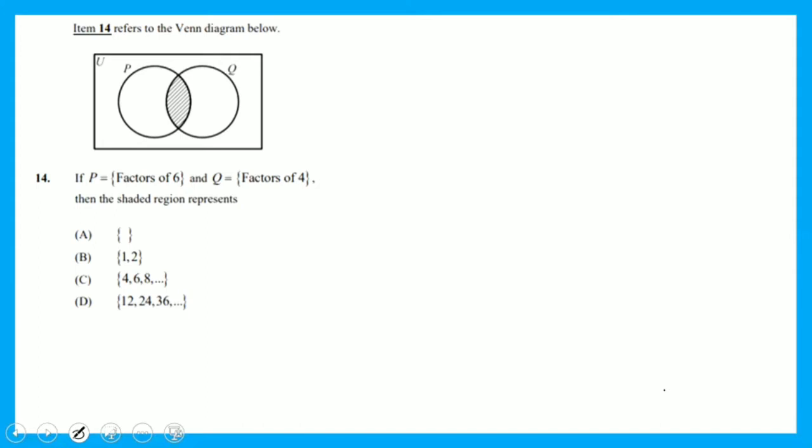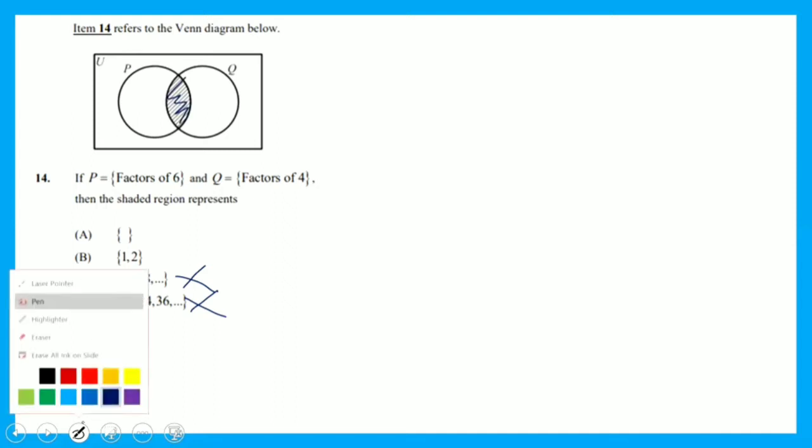Now, based on the options that are there, some things are quite clear, that the factors of 4 and 6 have nothing to do with D whatsoever. Those are definitely multiples. All right, 4, 6, and 8. The 8 is going to cause this one to become completely invalid, of course. 8 is not even a factor of 6 nor 4. Therefore, it cannot be in the shaded region. All right, so we're down to either A or B.